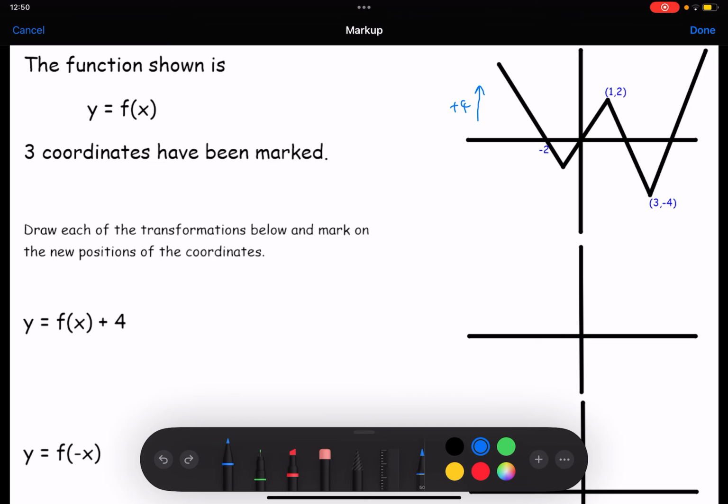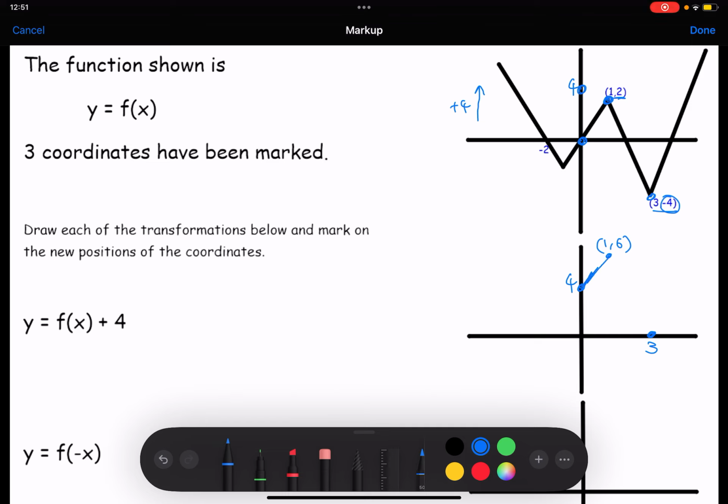So the origin here is going to move up 4 squares to be at 4 here. The point 1, 2 is now going to be at 1, 6. The point 3, -4, if I add 4 to the y coordinate, that's now going to be at 3, 0, because -4 plus 4 will be 0.